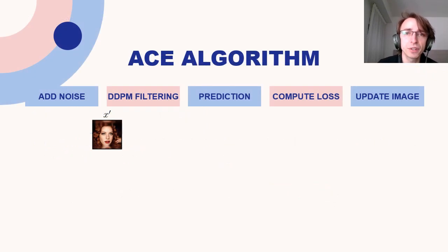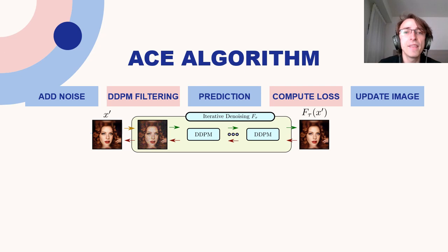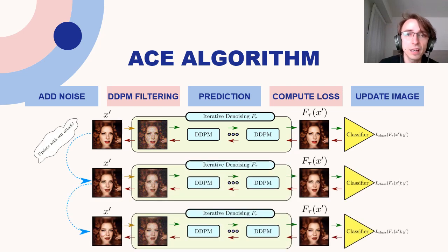Therefore, ACE's algorithm is as follows. First, we add some noise to the input image that we want to explain, and then apply the filtering process. We use this filtered image to compute the loss and propagate the gradients into the first image. Finally, we use the gradients to update the adversarial attack on the original instance, and then repeat until generating the counterfactual explanation.